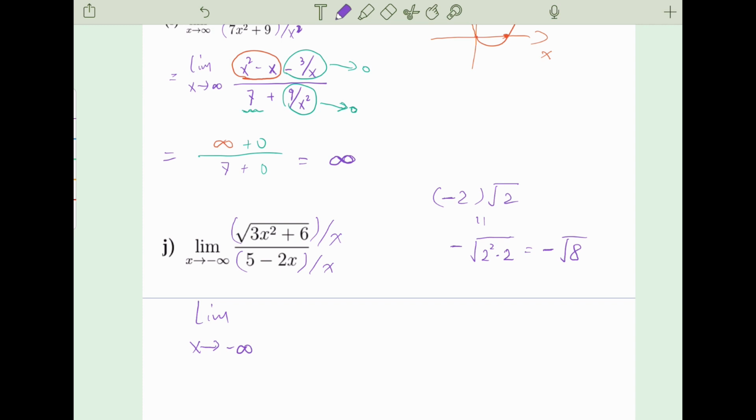And in this case, since x goes to negative infinity, x itself is already a negative number. So the negative sign is already hidden in this symbol x itself. You can't just let the x go into the square root. So that's the thing we need to pay attention to.